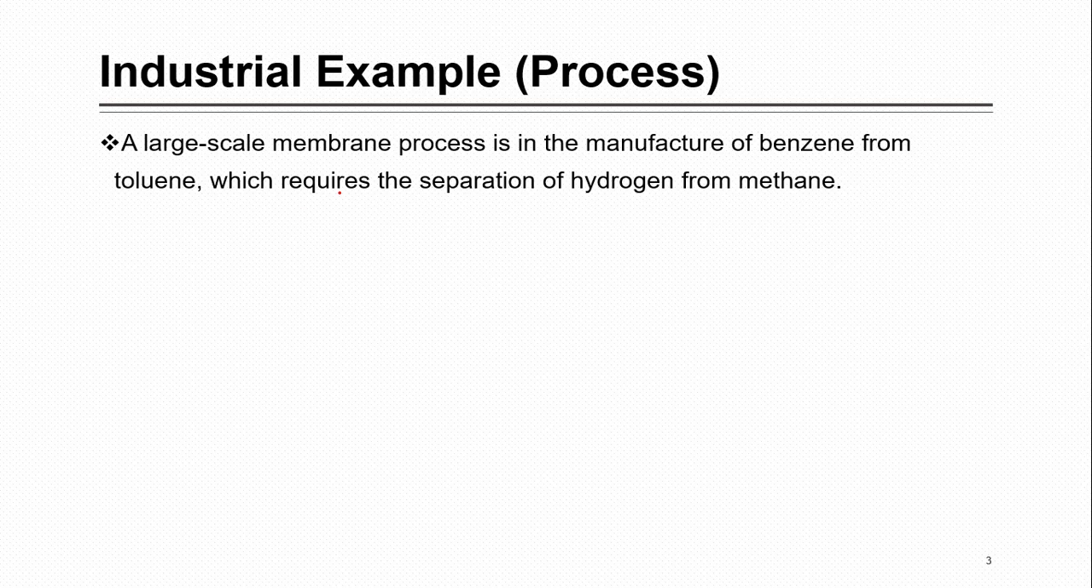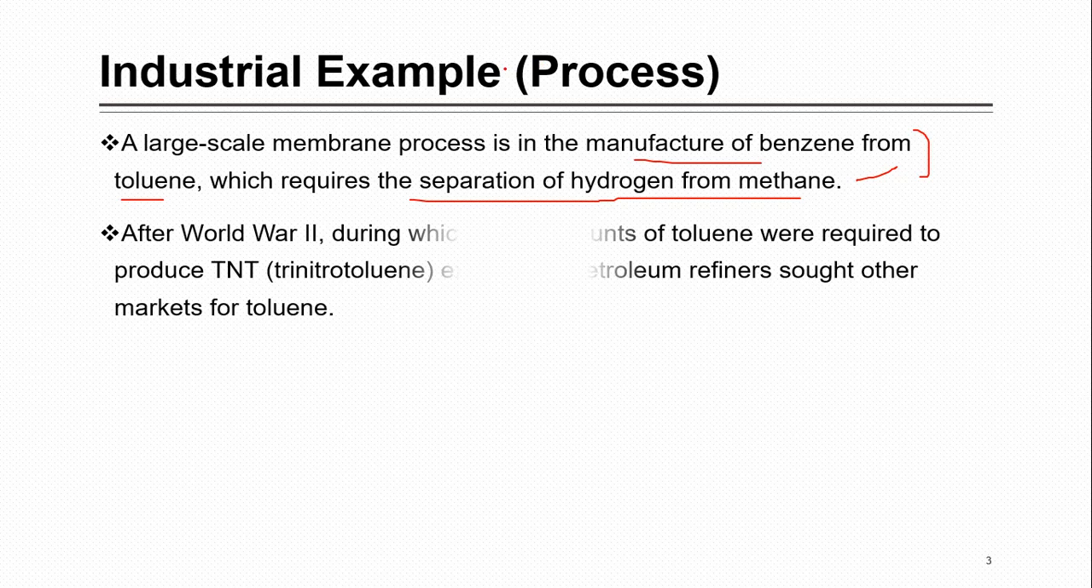Overall, the large scale membrane application is in the manufacturing of benzene and toluene. As you know, this will definitely be a huge chemical plant in which there will be various processes and steps. There is one step where you have to separate hydrogen from methane inside this plant. These membranes are used at this stage for separation of hydrogen from methane. So let's look at what this process is.